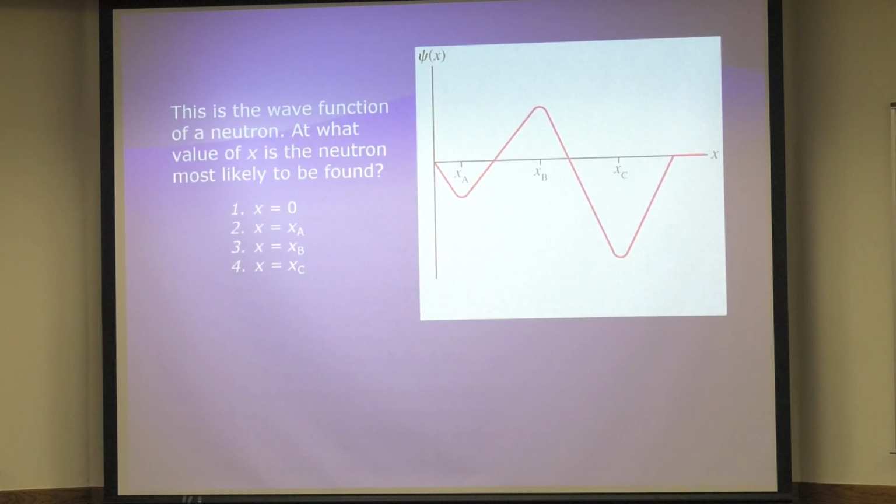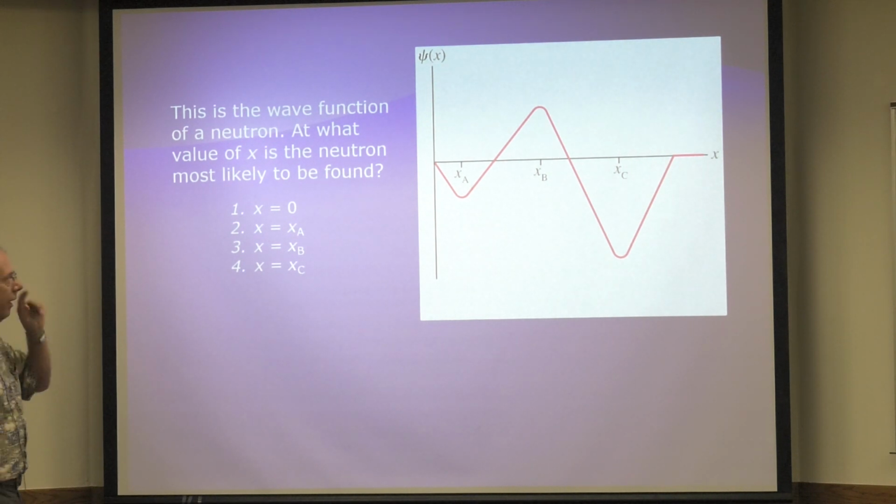All right, here's a question for you, please. This is all fake, by the way. This is the wave function of a neutron. At what value of x is the neutron most likely to be found? If you've been paying attention, this ought to be trivial. So pause your video and get ready to answer.